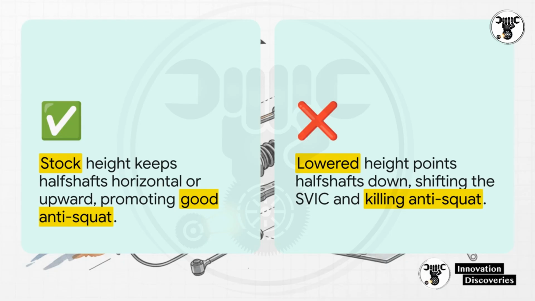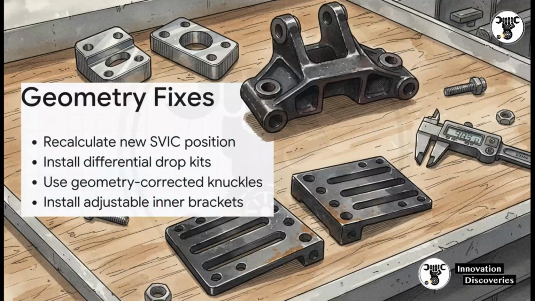But when you slam the car to lower it, the differential stays put while the outer knuckle drops. Suddenly, your half shaft angle is pointing downward. You haven't touched a single pivot point, but just by dropping that ride height, you've shifted the SVIC straight into the dirt and absolutely nuked your anti-squat geometry. So how do we fix it?